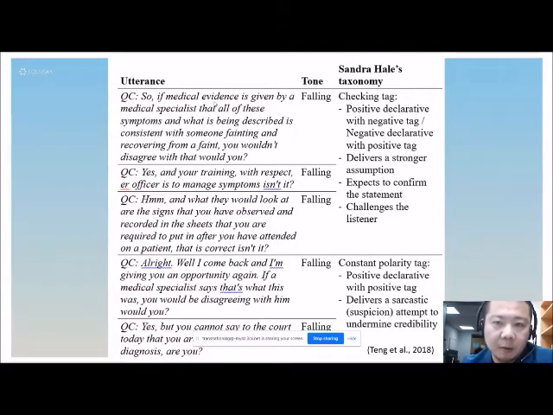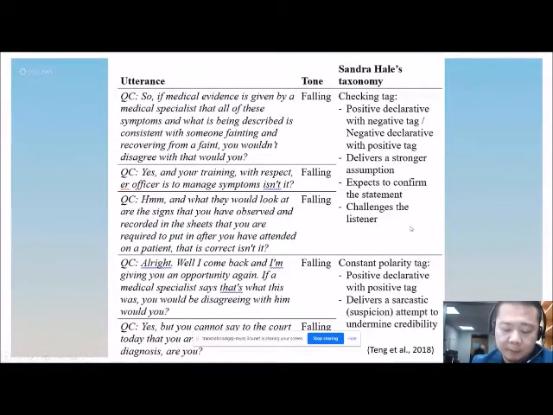The tone is falling at the end of this utterance. When we have a structure like this and with a tone like this, it actually delivers a stronger assumption. It expects to confirm the statement and challenges the listener.